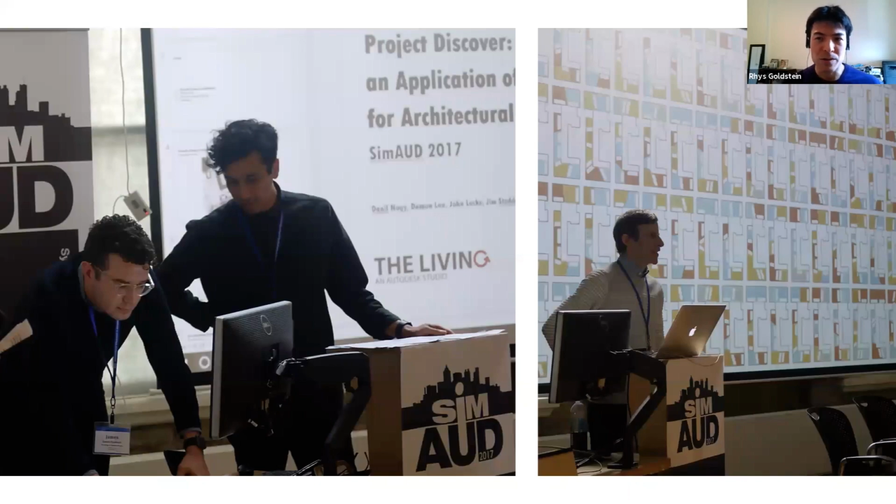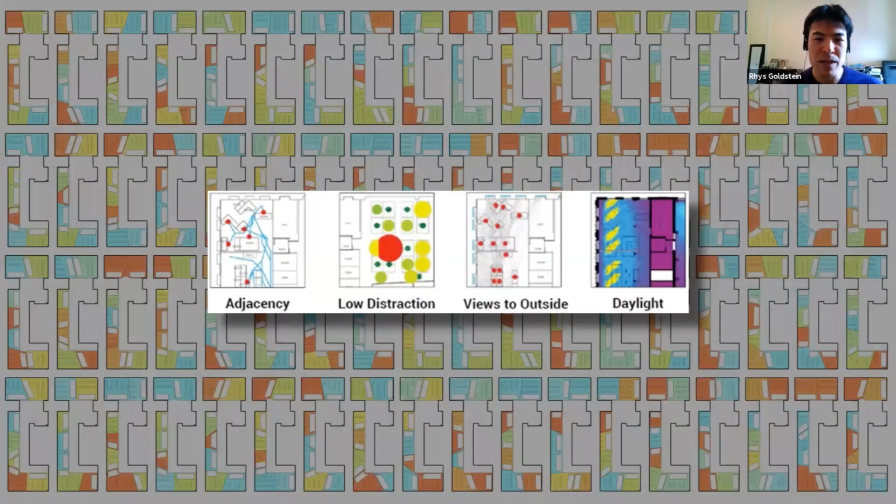They had a few goals. For example, they wanted to minimize travel distances, minimize distraction. They wanted to maximize views to the outside, and they wanted to provide as many people as possible with daylight. And so they captured these experiences with metrics, and then they fed those metrics into the generative design process.